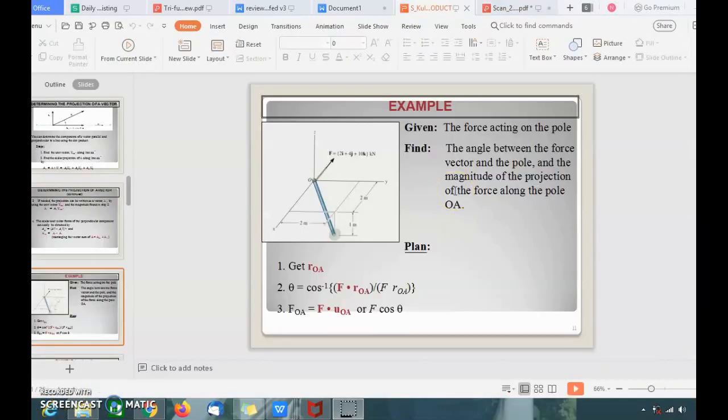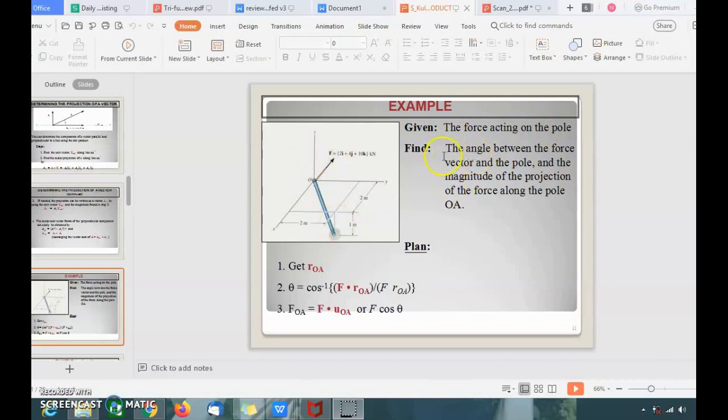Now let's do an example here. If you have a system like this, the pole is attached to the wall here, and the axis is placed here between the pole and the attached cable. The force is acting on the pole.